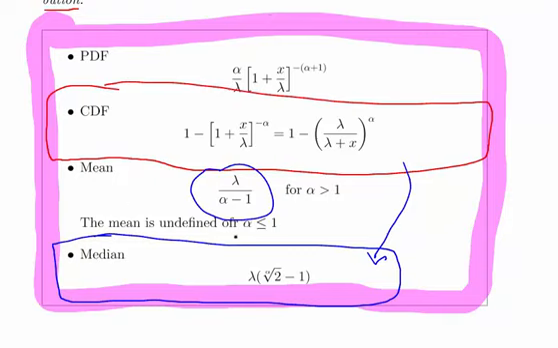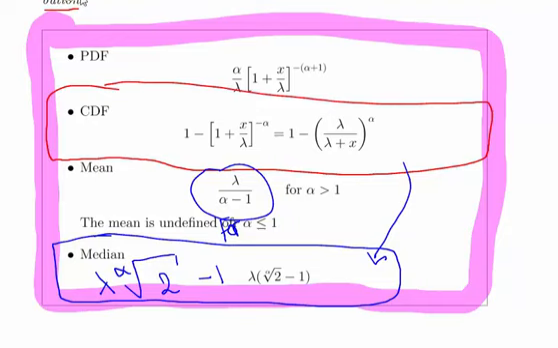The mean is undefined for alpha less than or equal to 1. Let me just fix that there, to highlight the fact that this is the alpha root, the alpha root of 2 minus 1. So there's a little alpha in that square root notation there. A bit of a clunky way to express it.